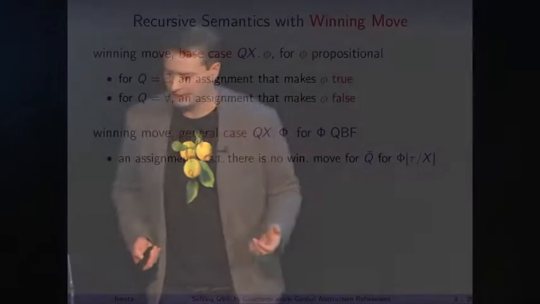So the winning move here is an assignment that makes the matrix true if we are the existential player, and conversely, it's an assignment that makes the matrix false if we are the universal player. So this is the contradicting objective of the two players, right? This is very clear for the base case.